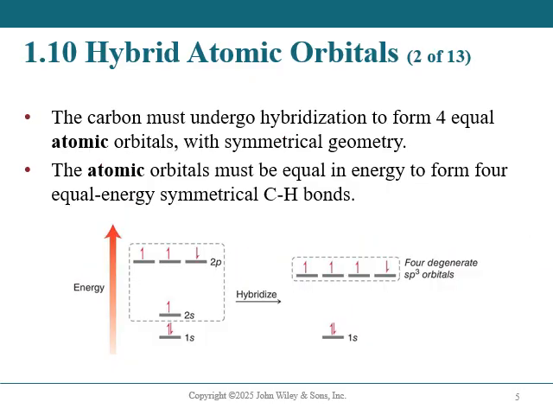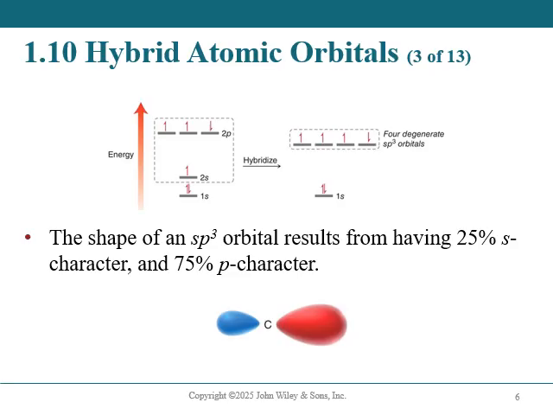So the idea is that carbon undergoes a hybridization. In other words, we mix that 2s and those 3 2p orbitals that all participate, and when we combine them, we form 4 equal atomic orbitals with a symmetrical geometry. The atomic orbitals must be equal in energy to form 4 equal energy symmetrical carbon-hydrogen bonds. That's kind of what we see here. These new hybrids are going to have a new name, so we combine 1s and 3p, so we make an sp3 orbital. Now all 4 of them have the same energy, you have your maximum multiplicity, and it matches really well with the experimental data.